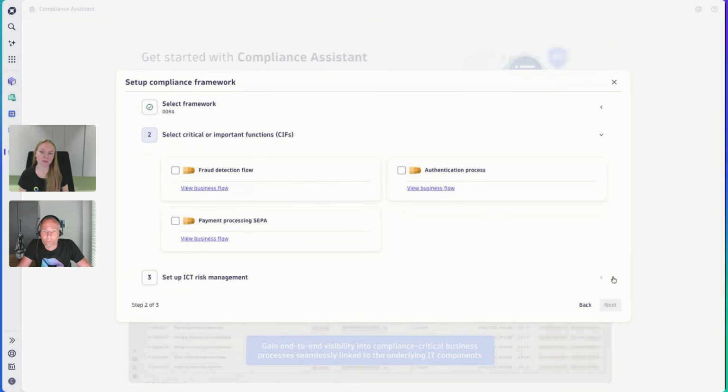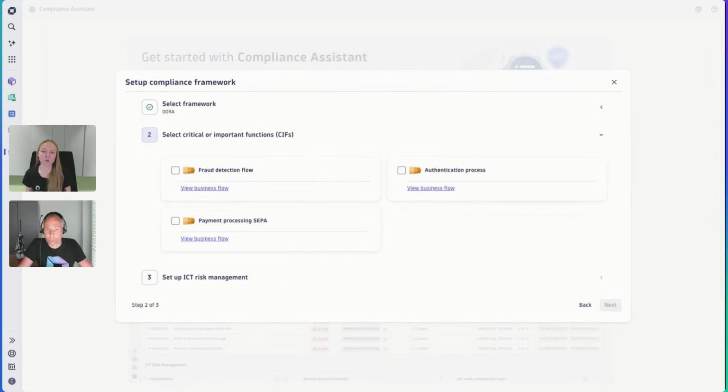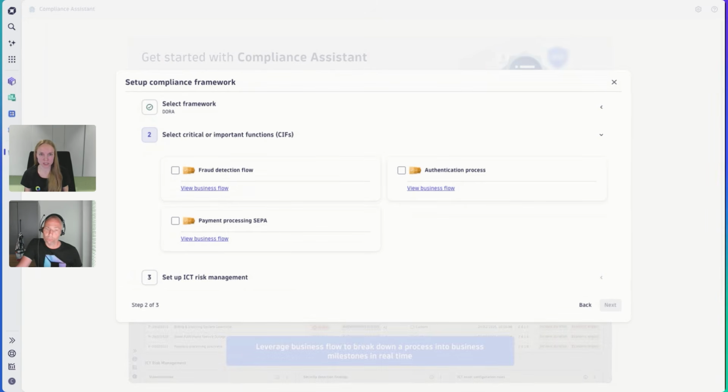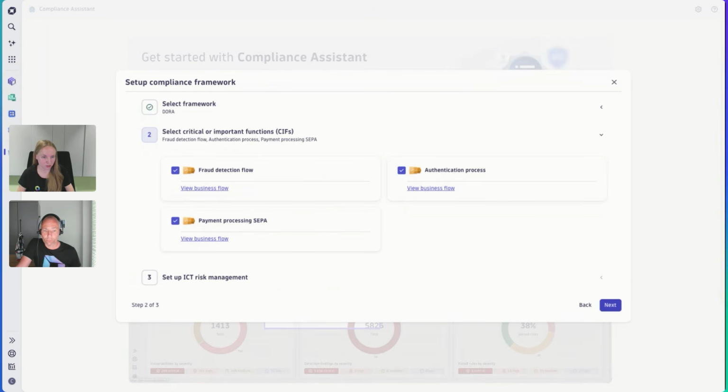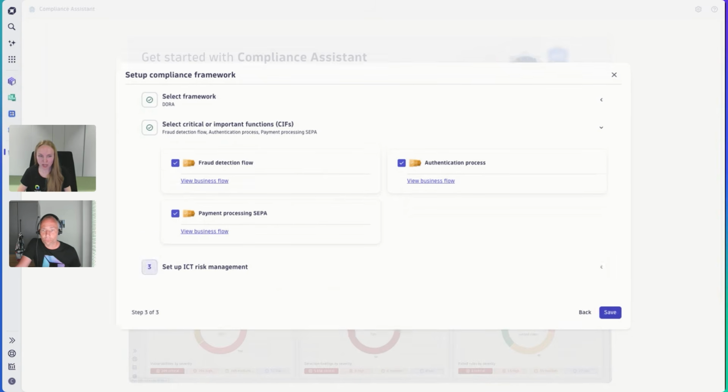And in the next step, what we're showing are those business flows that you have already configured in Dynatrace, which are configured as entities in Smartscape. That's very important because the connection to the topology enables us to really connect problems to the processes. So let's go ahead and select, in this case, all three. There might be more flows and more processes that are critical in your organization.